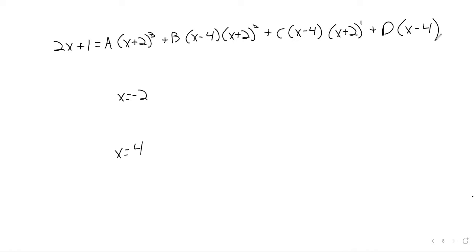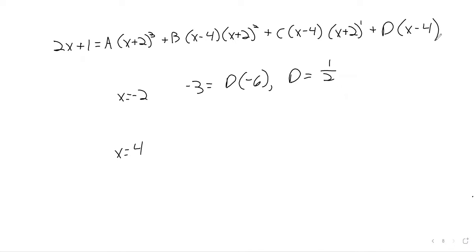So negative 2 times 2 is negative 4, plus 1 is negative 3. And then almost everything will go away, because negative 2 plus 2 is 0, so we have a 0 cubed and a 0 squared and a 0. The only term that doesn't go away is this D. Negative 2 minus 4 is negative 6. So D is 1/2.